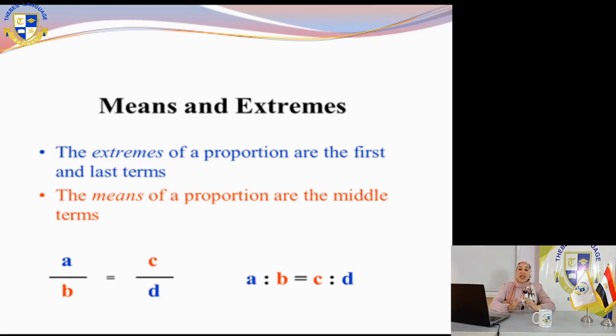Okay? C and B are called means. Why? Because they are the middle terms. So second term and third term are called means. So A to B equals C to D.